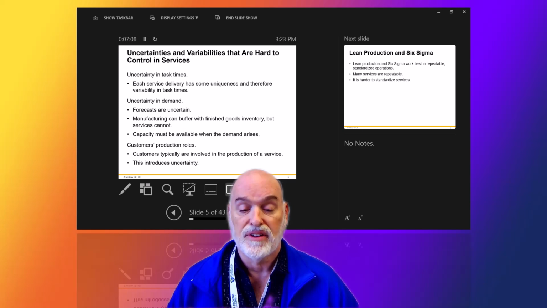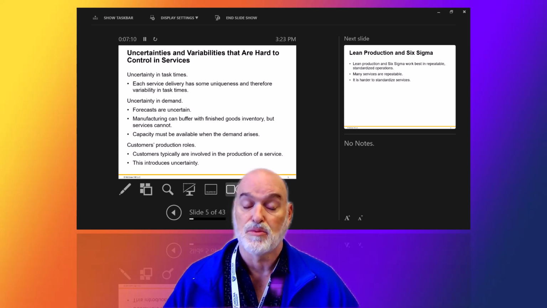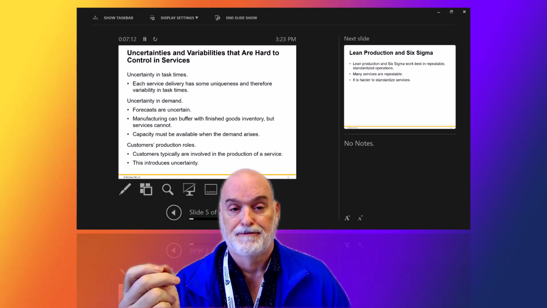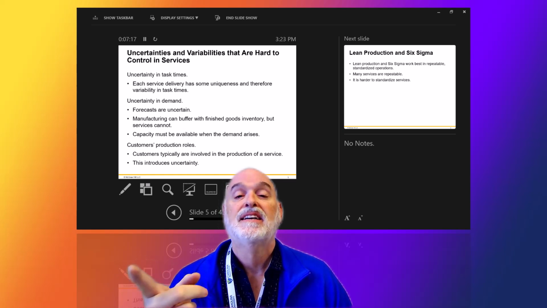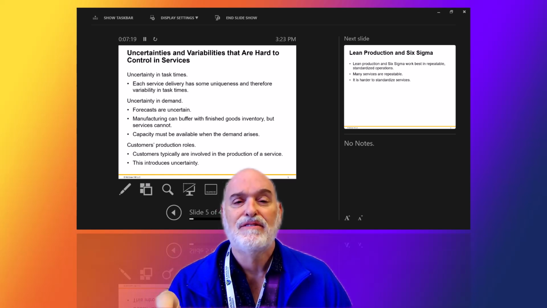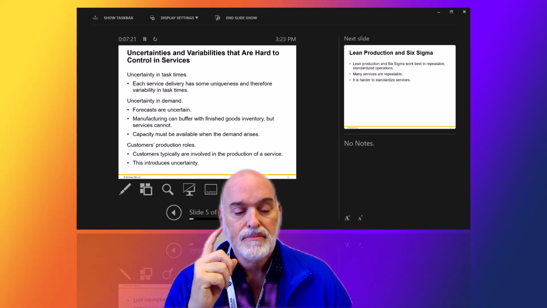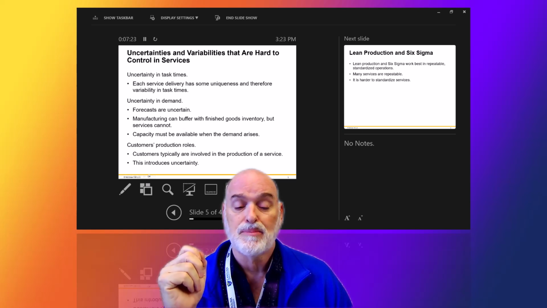Manufacturing can buffer with finished goods inventory, but services cannot, because we can't do what to services? Eddie? That's right, Eddie. We can't inventory services. Very good. Also, capacity must be available when the demand arises.